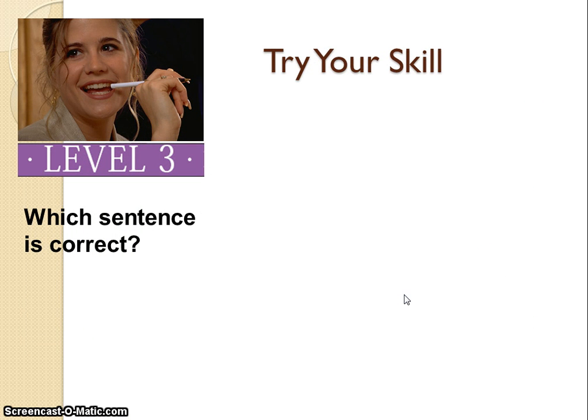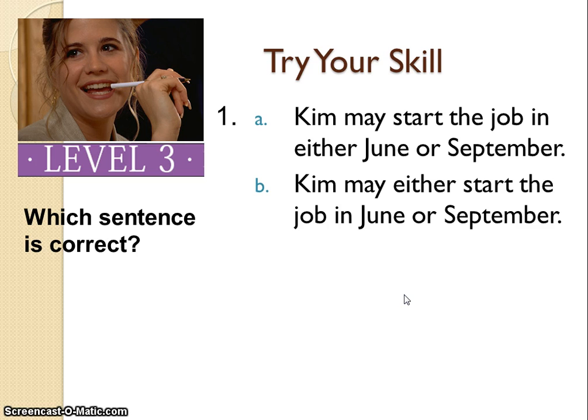Okay, let's try this. Which sentence is correct? Kim may start the job in either June or September, or Kim may either start the job in June or September. Which one's correct? Okay, so we have either or. She may start the job in either June or September, so we have the two months here. We could also state it as in either June or in September. We could imply this word right here.